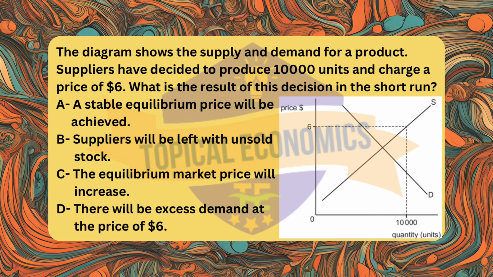This question is from year 2022 May-June version 3. The correct answer for this question is option B. When suppliers are producing 10,000 units and charging a price of $6, we see that there is excess supply as seen in the diagram. This suggests that in the short run, these suppliers will be left with unsold stock. Moving to the third question.